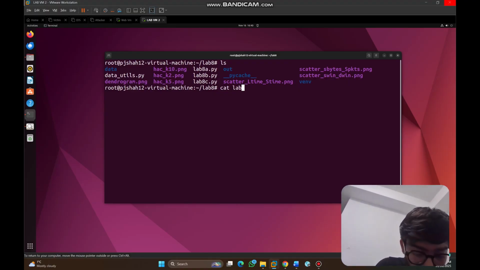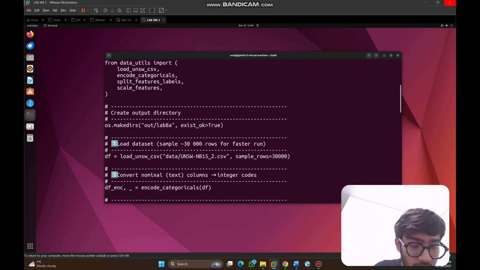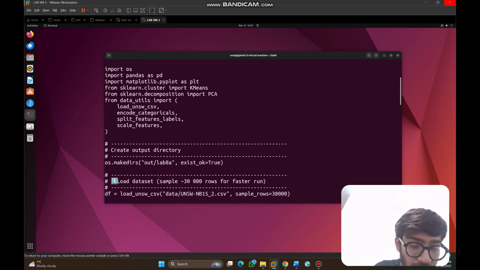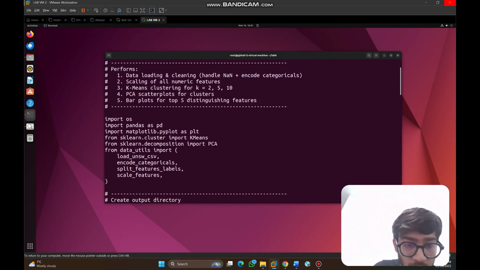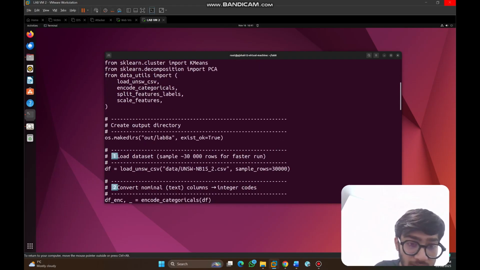So I'm gonna quickly open Lab8. This is my Python file for Task 1, where I first install the dataset and load it into Python, and it includes 49 network traffic features such as packet count, payload sizes, TCP flag, timestamp, and more. Then the script loads the dataset, converts the categorical fields like proto, service, and state into numeric codes. Then it applies StandardScaler to normalize the features.